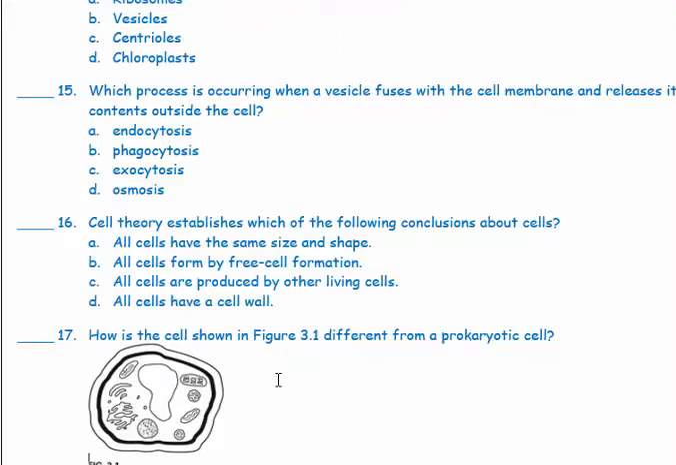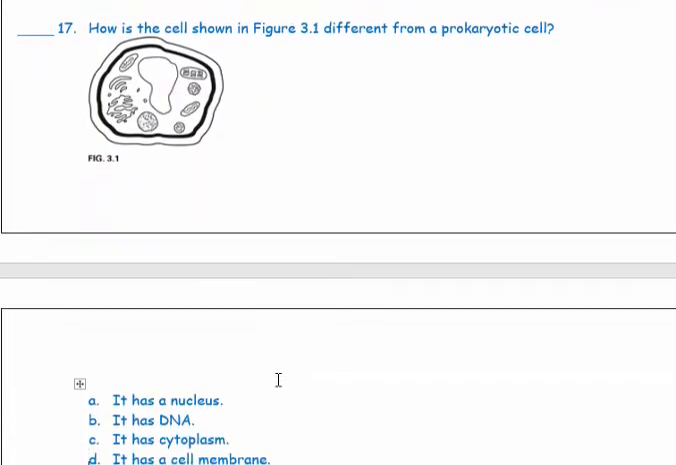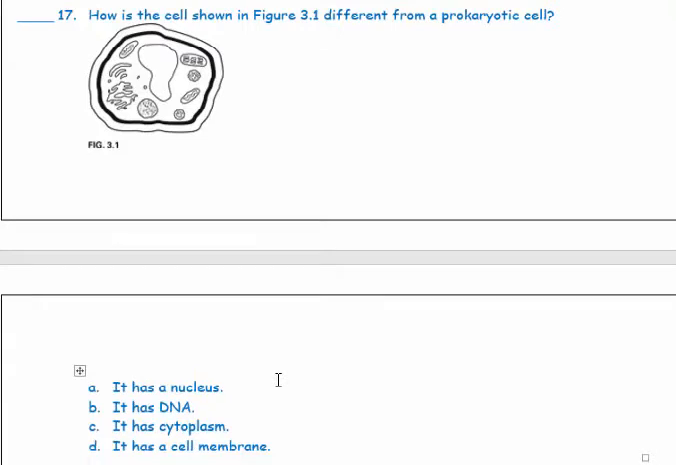17, we're going to look at this figure of a cell. And then the question is, how is the cell shown in figure 3A different from a prokaryotic cell? This is a eukaryotic cell, of course, as we said before, because it has a cell membrane and it has all the organelles. So how is this different from the prokaryotic cell? The answer is A. It has a nucleus.